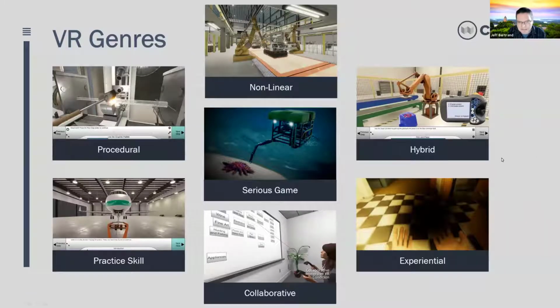All right, so for this next section, I'm going to divide some of these simulations out into different types of genres. This is more specific to us. For instance, if we say we want to design a procedural simulation, that's the term that we'll use. A procedural simulation takes the user step by step through a process. There's not a lot of branching or anything that they can do. They have to complete one step after the other.